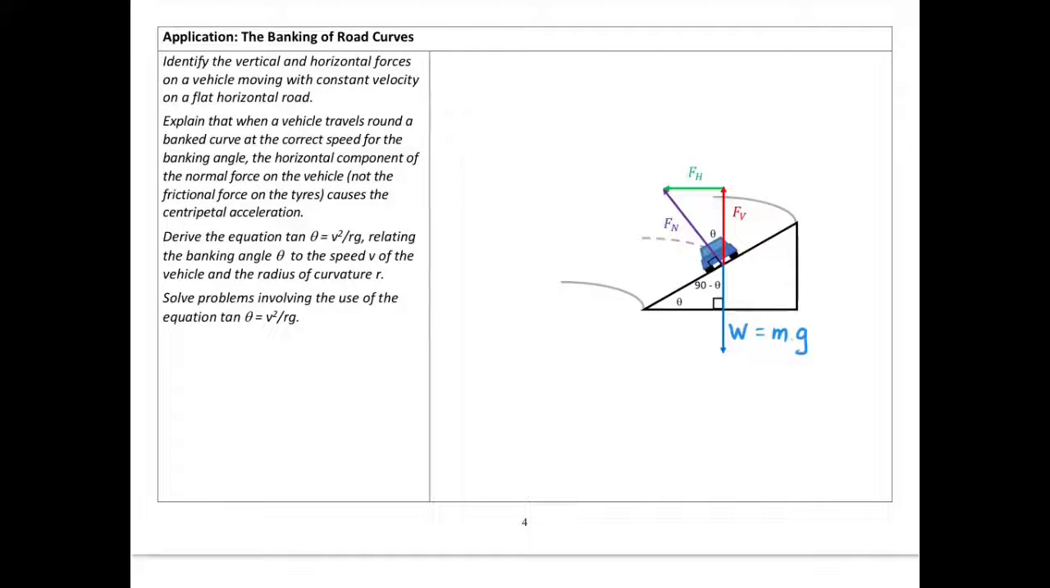So now we have this normal force directed like this, and we can see that it has two components. It has a vertical component, which stops the car from sliding down the road, or sliding back up the road if it's too great. But we also have this horizontal component which goes towards the centre of the circle. So this horizontal component towards the centre of the circle is what can cause our centripetal acceleration.